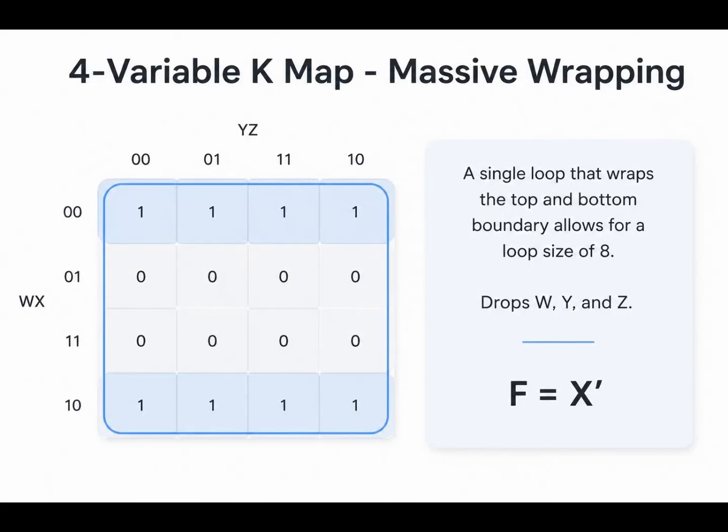Moving to 4 variables, the wrapping concept becomes even more powerful. In this 4x4 grid, the entire top row and the entire bottom row are ones. We can wrap top to bottom to create a massive loop of 8. Because this loop spans across changes in w, y, and z, all 3 variables are dropped. The entire map simplifies to just not x.